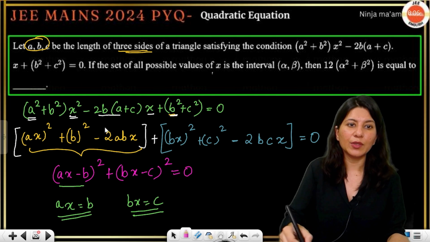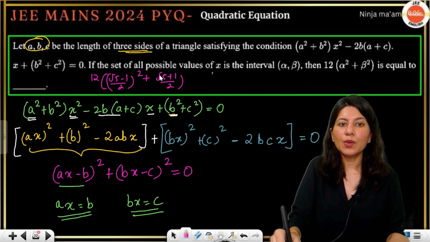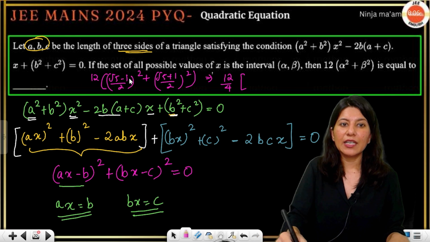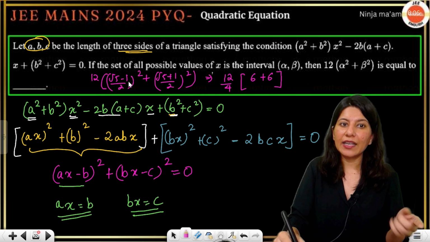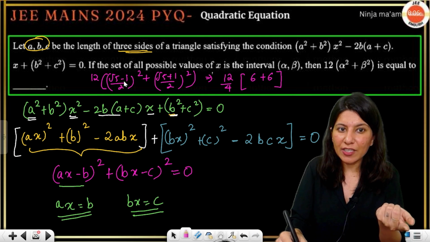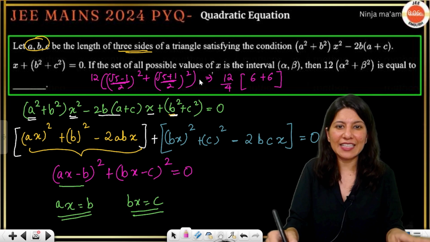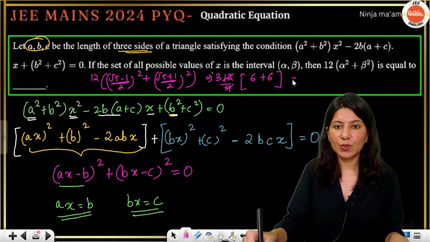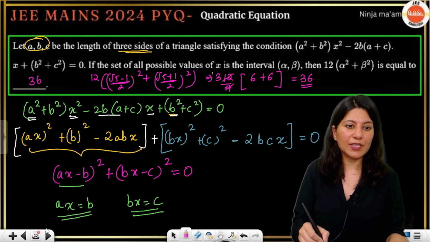Let us plug in the values. 12, alpha is root 5 minus 1 by 2 whole square plus beta is root 5 plus 1 by 2 whole square. Correct? This is going to be 12 by 4. 5 plus 1, 6. 5 plus 1 again 6. And here minus 2 root 5 is getting created and here plus 2 root 5. Both will get cancelled out. 4 threes are 12. 3 into 12, 12 threes are 36. 36 is the final answer of this question.